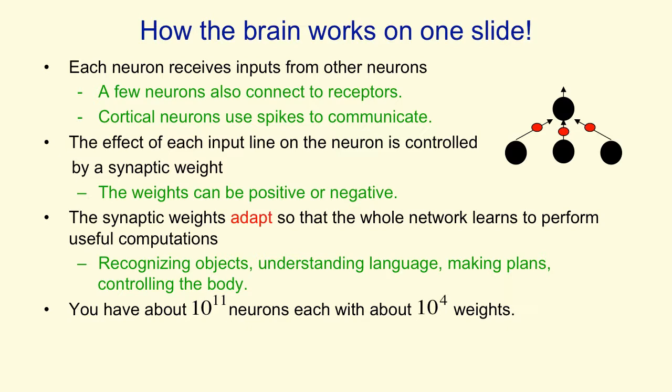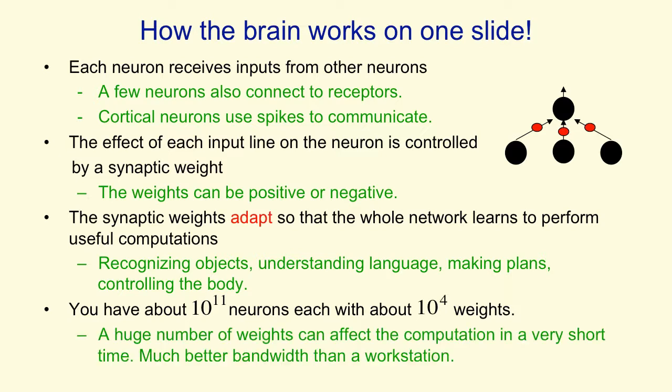You have about 10^11 neurons, each of which has about 10^4 weights. So you probably have 10^15, or maybe only 10^14, synaptic weights. And a huge number of these weights, quite a large fraction of them, can affect the ongoing computation in a very small fraction of a second, in a few milliseconds. That's much better bandwidth to stored knowledge than even a modern workstation has.